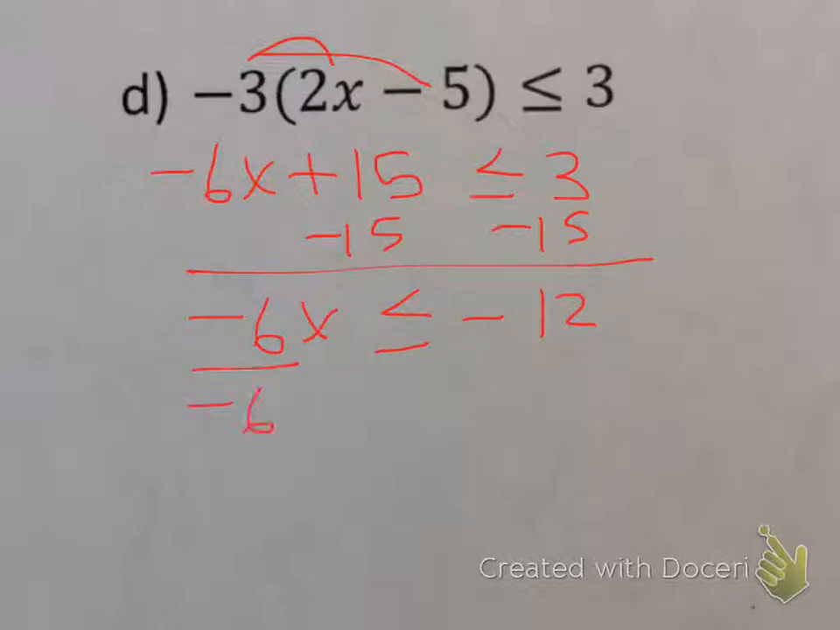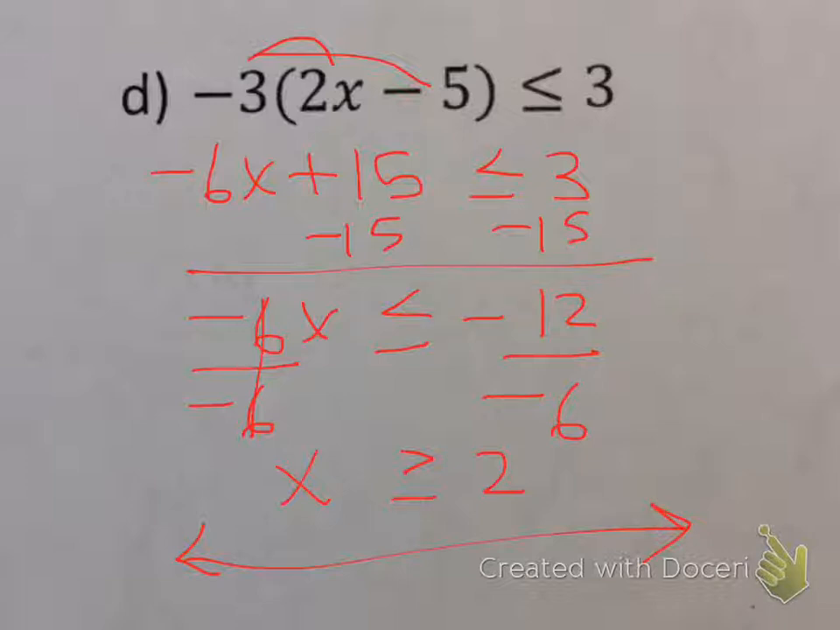Divide both sides by a -6. Now remember the rule. If you divide or multiply by a negative number, the very first thing you have to do is flip that inequality sign. So instead of less than or equal to, now it's greater than or equal to. So this cancels over here to just be 1x. And then over here on the other side, -12 divided by -6 is a +2.